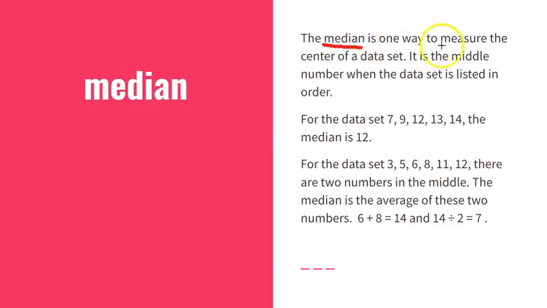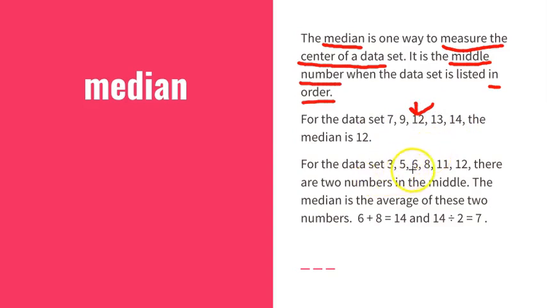So median is one way to measure the center of a data set. It is, and this is key, the middle number when the data is listed in order. So, for example, 7, 9, 12, 13, and 14, the median is 12.